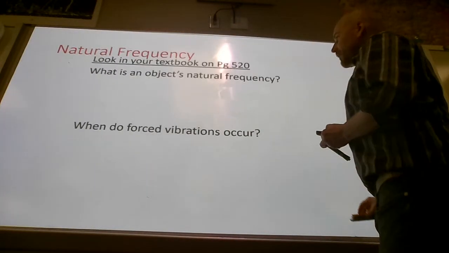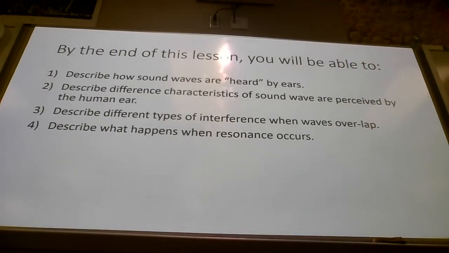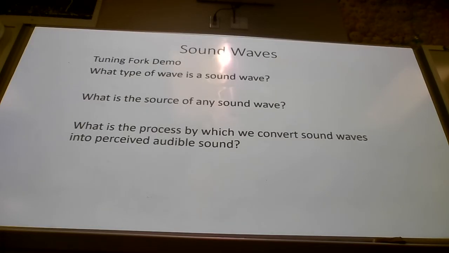We did all of that with the pre-quiz. So we'll be able to figure out how sound waves are heard by the ears, describe different characteristics perceived by the human ear, describe different types of interference when overlapping, and tomorrow we'll talk about resonance. Okay. Skip that.